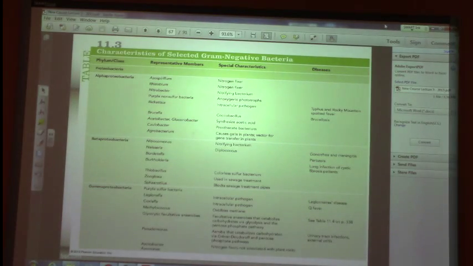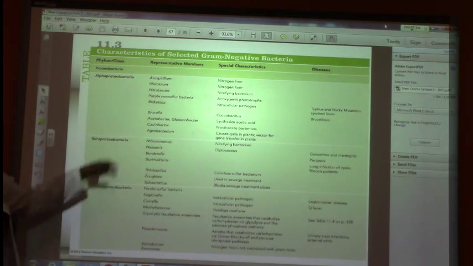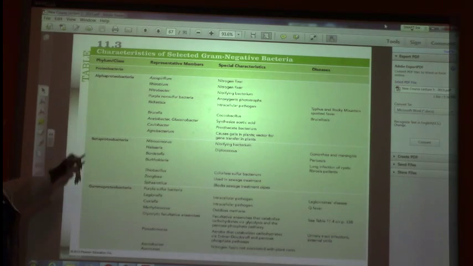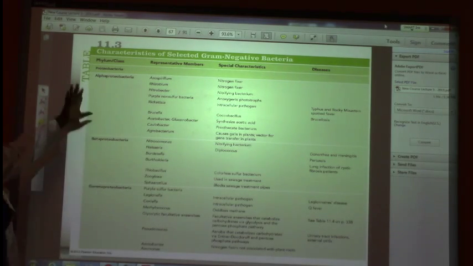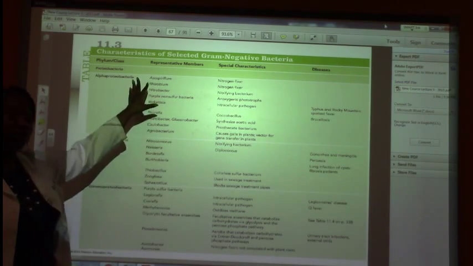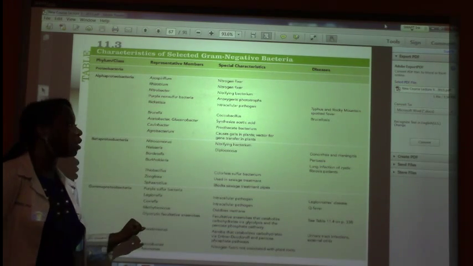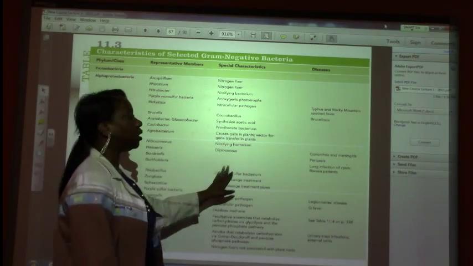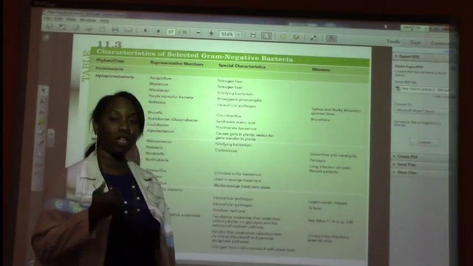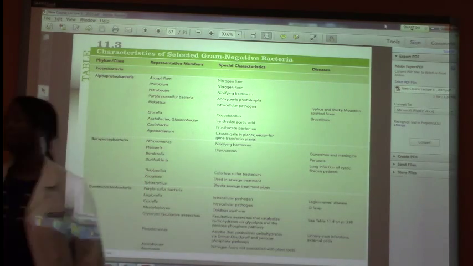So table 11.3 summarizes all of the subcategories of this particular phylum. Again, starting with alpha, going all the way to zeta. There are 3 listed here: alpha, beta, and gamma. You're looking at some representative genera here within this group, special characteristics, and then some diseases. Again, you're only responsible for those genera that I mentioned.